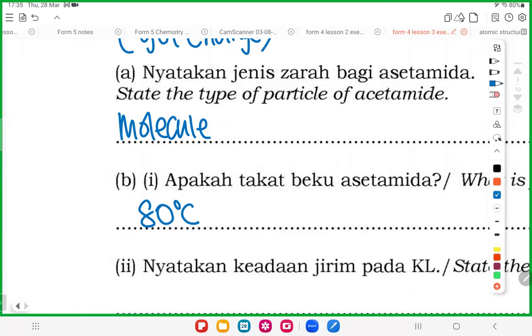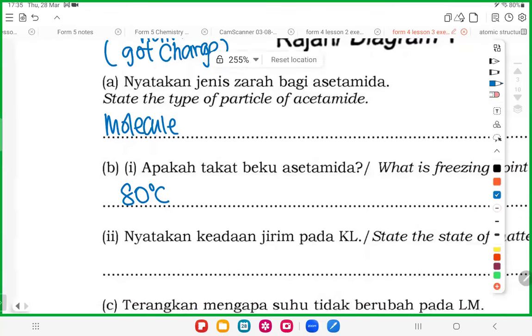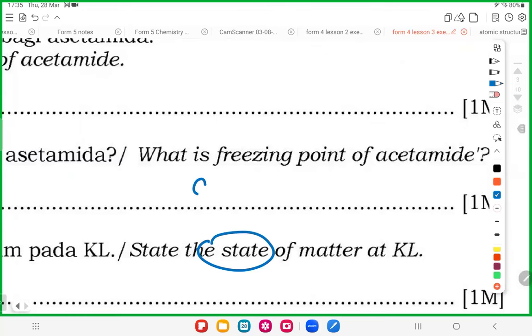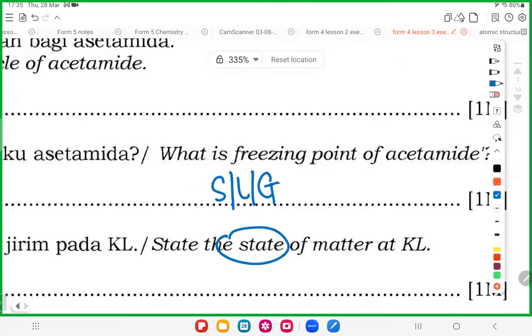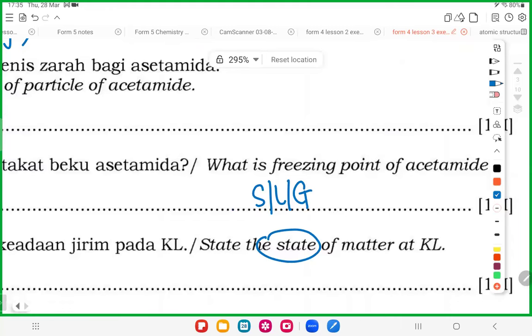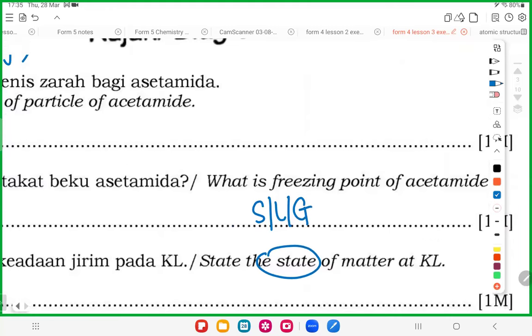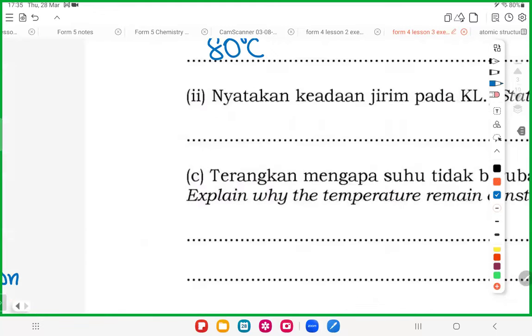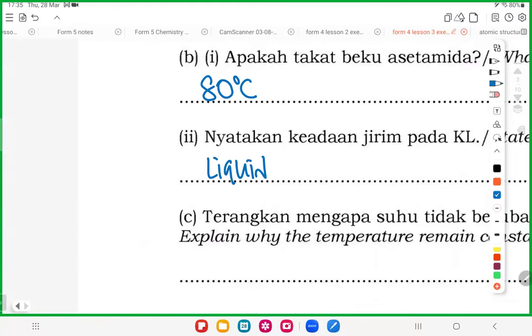So now we move on to another one. What is the state of matter at KL? When you see the word state, it means solid, liquid, gas. So how are we going to do it? KL is here. This is the freezing process. Here, the freezing process is not happening yet. So when you have not yet frozen, you should be a liquid. All right, next one.